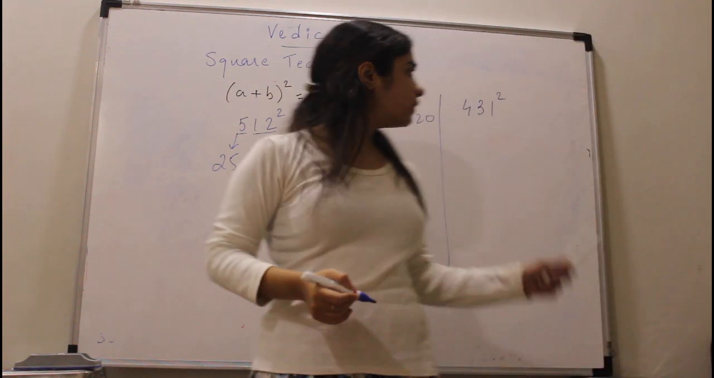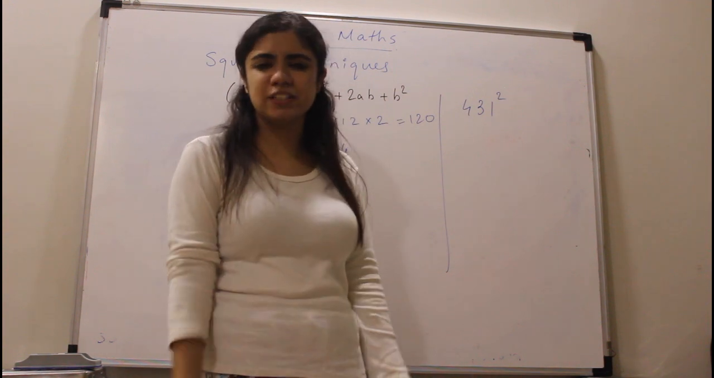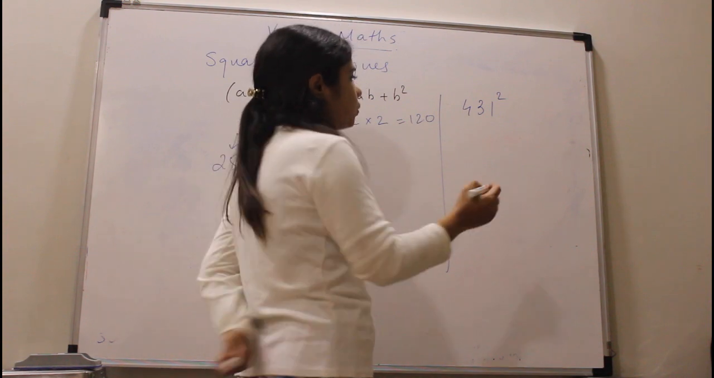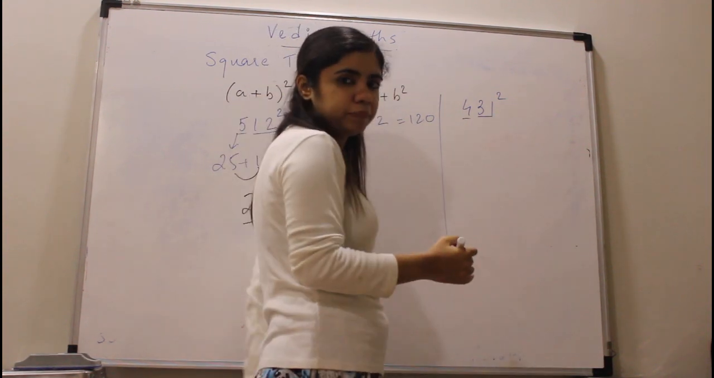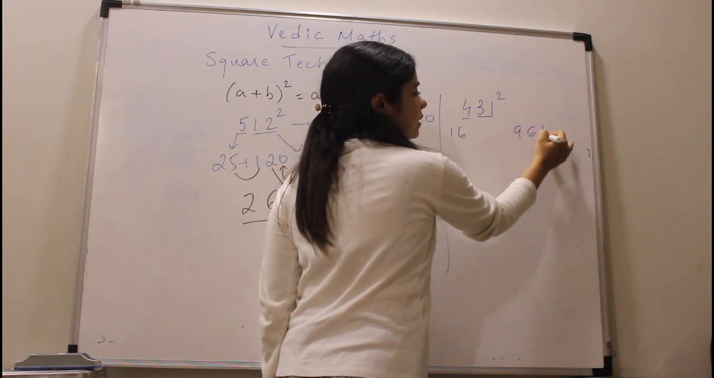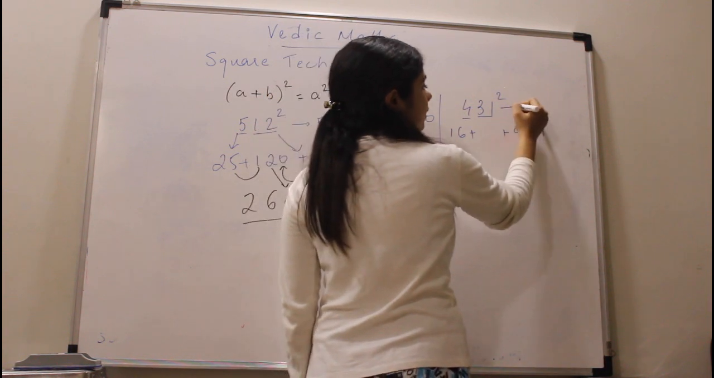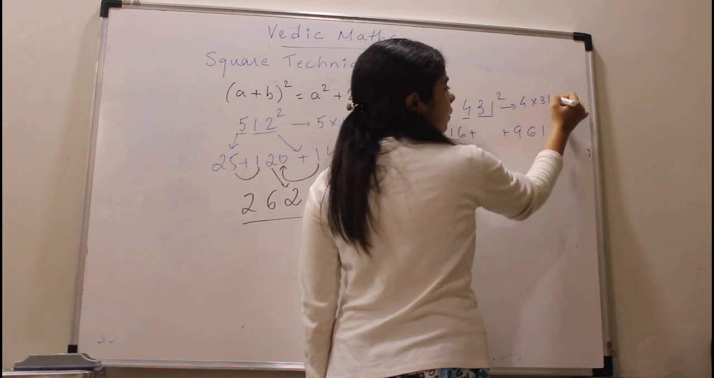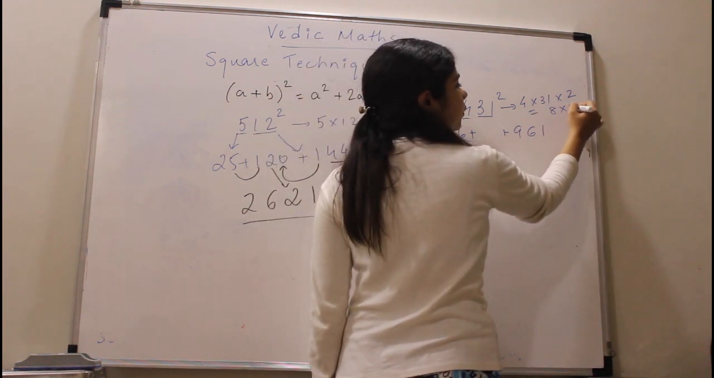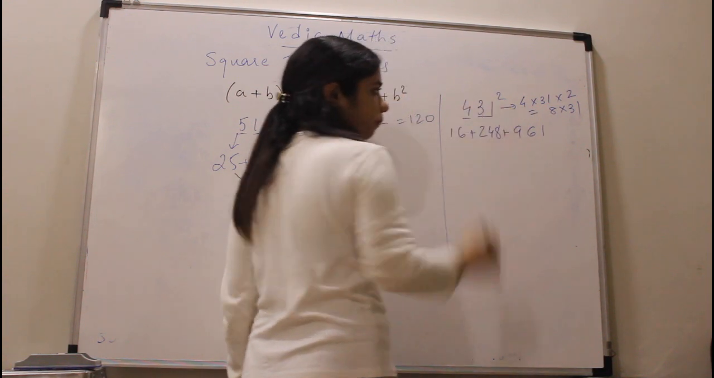431. You can split this as 43 and 1 or 4 and 31. 31 square is easy to calculate. What is 31 square? It is 961. So suppose if I split it this way. Okay? So 4 square is 16. 31 square is 961. Okay? Now if I multiply this will be 4 into 31 into 2. Right? So can I say it is 8 into 31? So this will become 248.